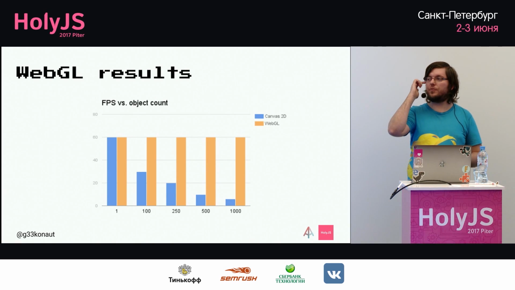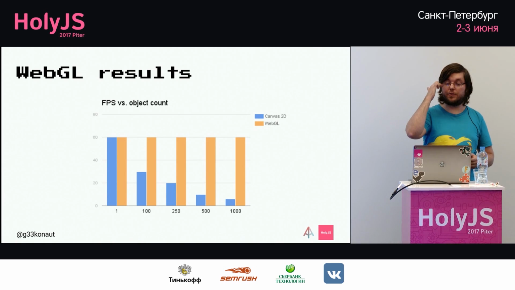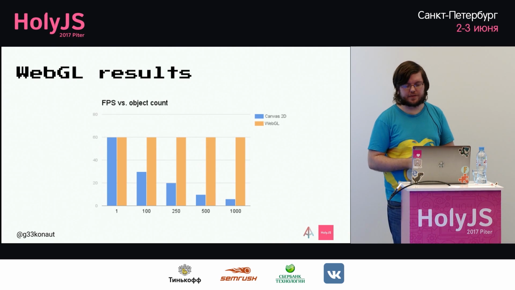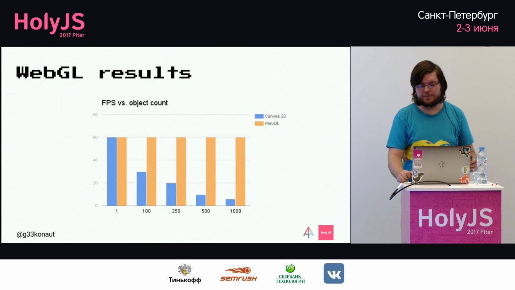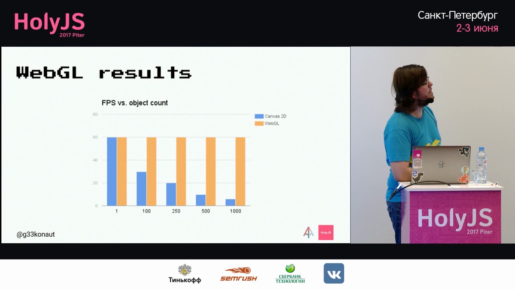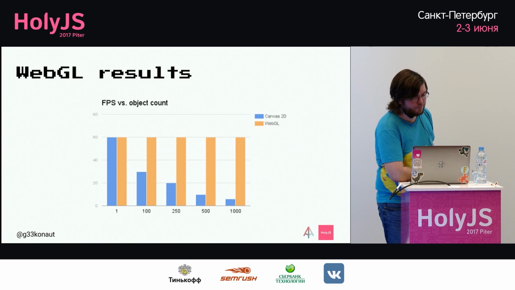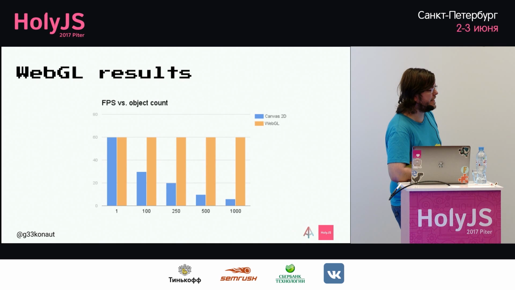Even if we draw the image in WebGL and we have all the things that we need to make the same thing as we did in Canvas 2D, what you can see is that we are not really bothered by how many objects we have. We are sailing smoothly at 60 frames per second even for 1,000 objects.